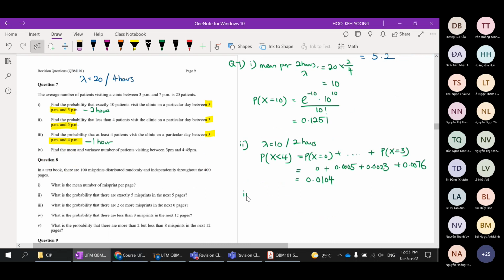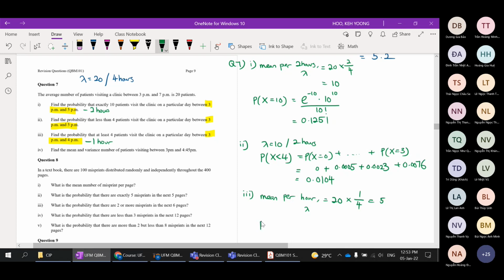Okay, so for question 3, the mean per hour, the new lambda would be what? Okay, 4 hours, on average, you expect 20. In 1 hour, how many? You don't expect 20 in 1 hour also. So you times 1 divided by 4. So you expect only 5. On average, 1 hour, 5. So 2 hours, 10. Okay.